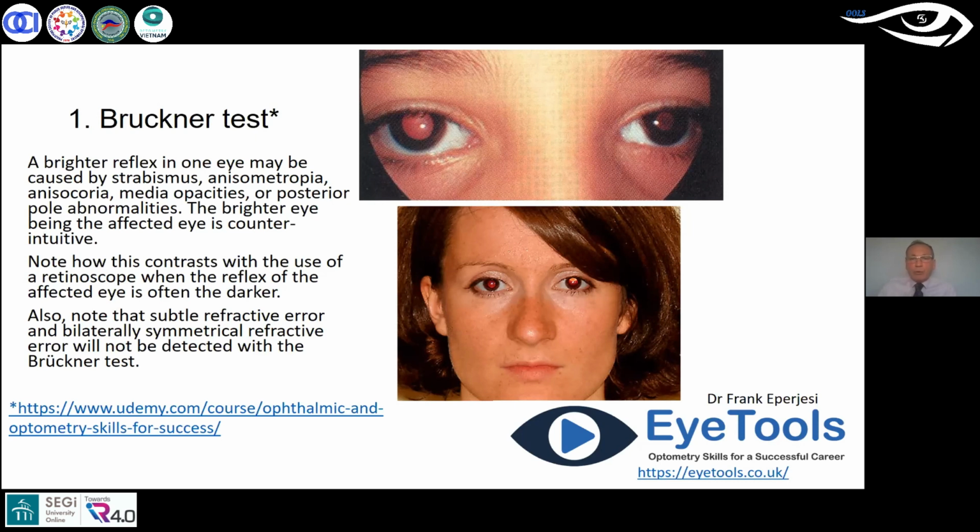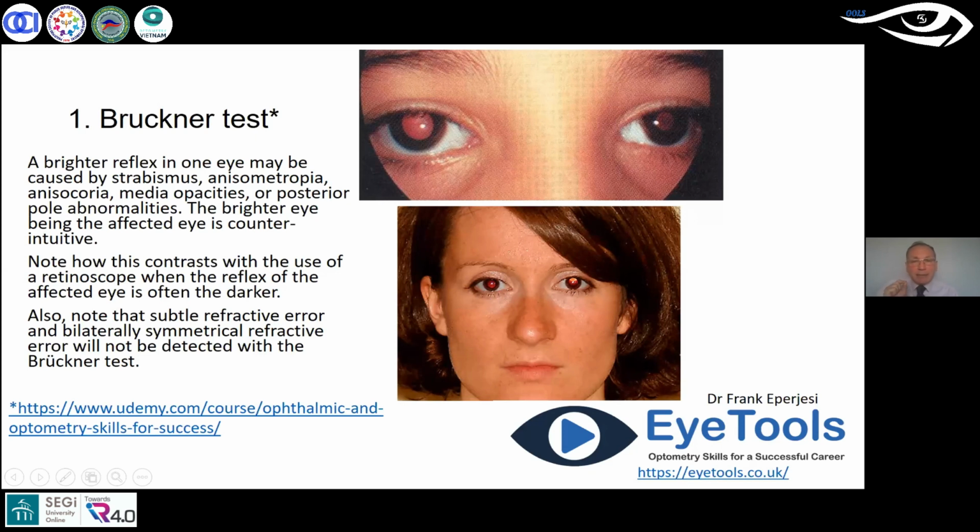What we can see in the image underneath is, in this case, it's the left eye that has the brighter pupil reflex, and the right eye has the duller one. So this is very early on in the test, with very little having to ask the patient for anything. This is a very objective test. I can see in this person in the bottom image there's a problem with their left eye. And that problem in this case is anisometropia. They have a much bigger refractive error in the left eye than they do in the right.